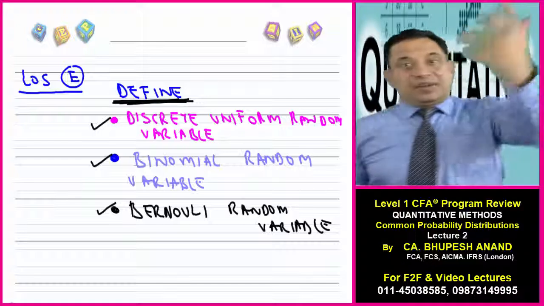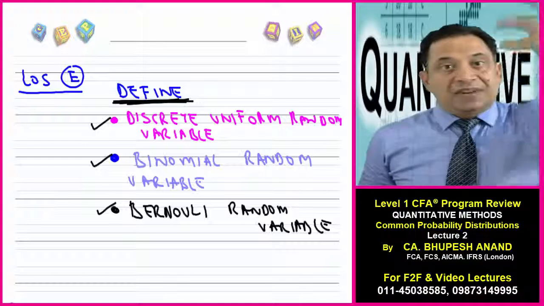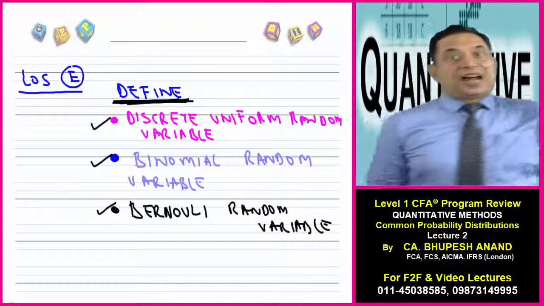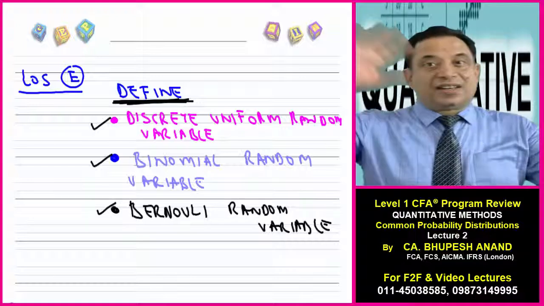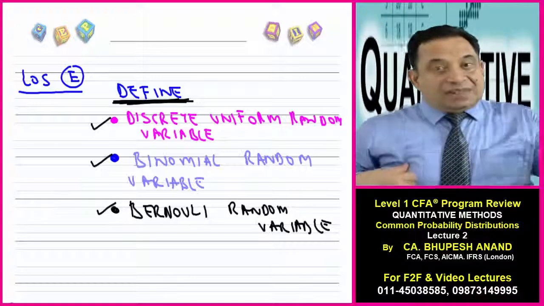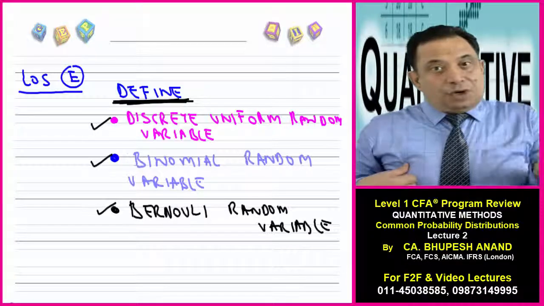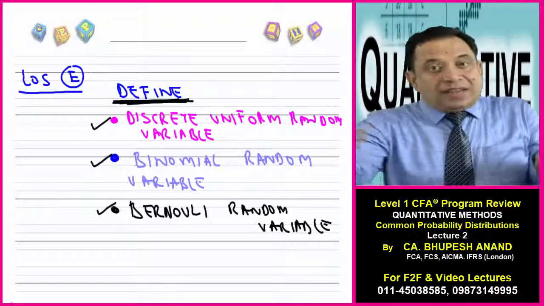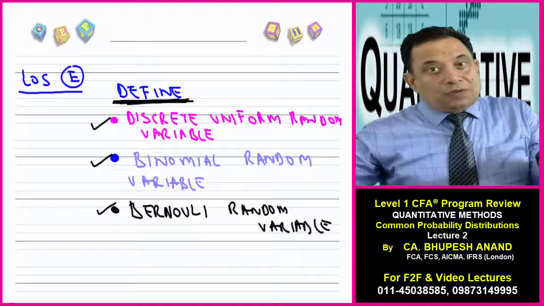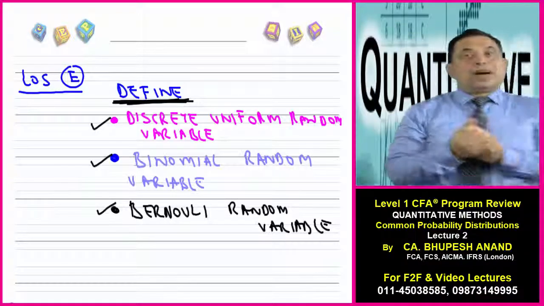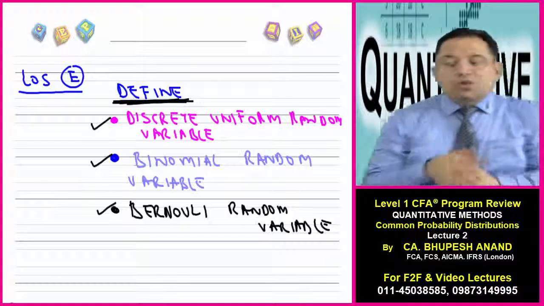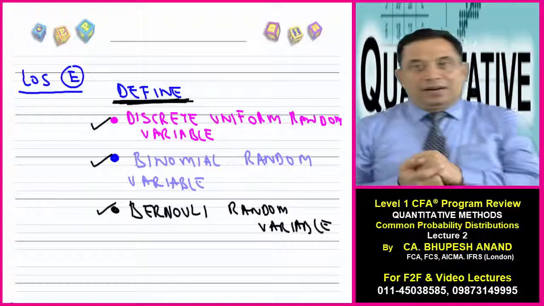There are different types of distributions we have seen in the last lecture. We have different types of variables: discrete data set, continuous data set. Within discrete, we can have a uniform data set and a non-uniform data set. Within continuous, we can have a uniform data set and a non-uniform data set. And then within that, we can play the games. So learning outcome number E: discrete uniform random variable.